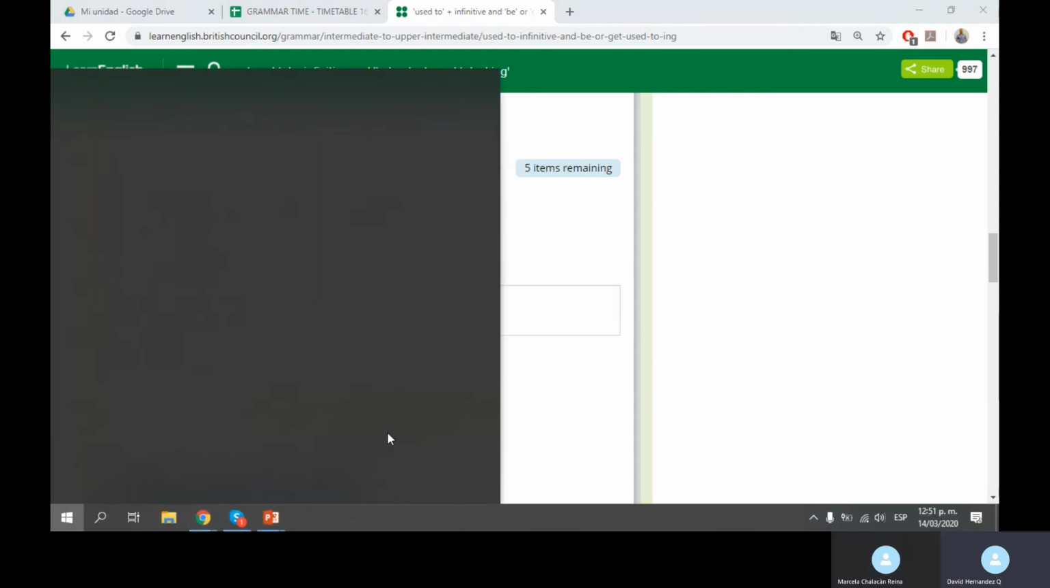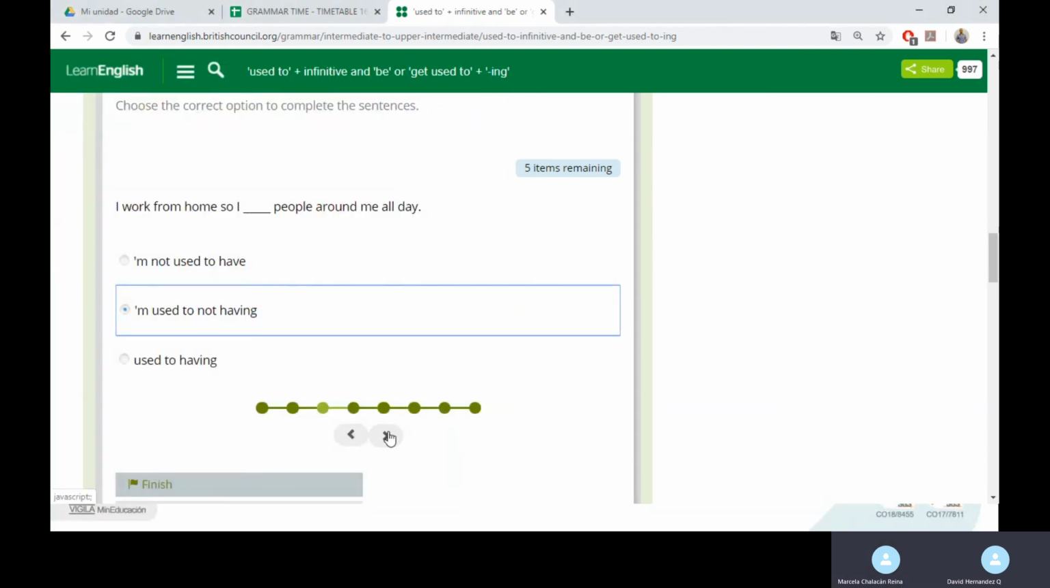Yo voy a ver qué hora es. Bueno, todavía tenemos un par de minutos, como 9 minutos. Vamos a tratar de hacer esto rápido.